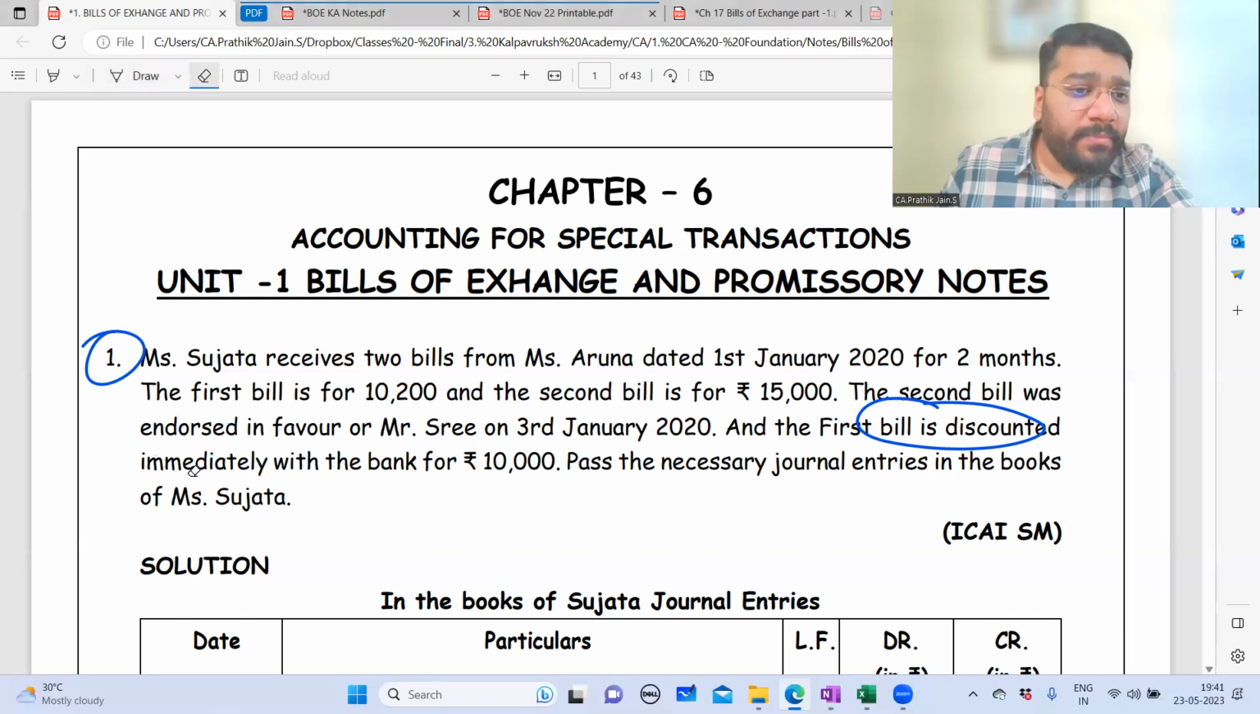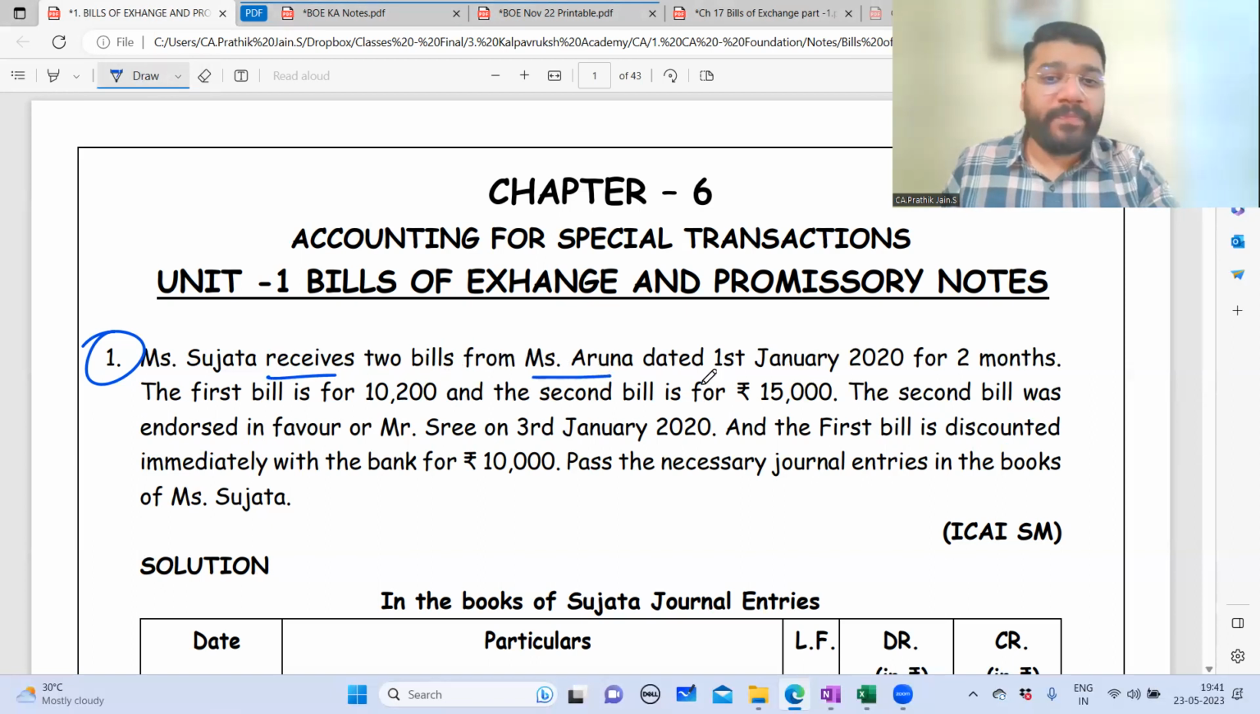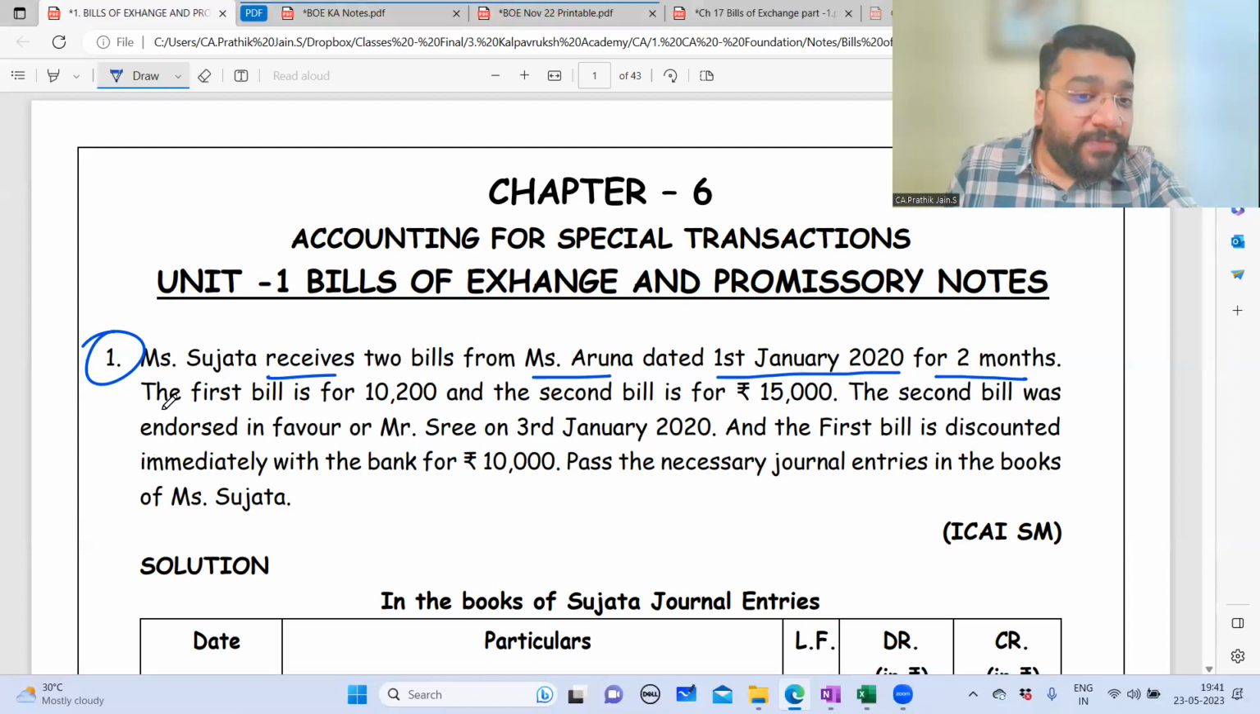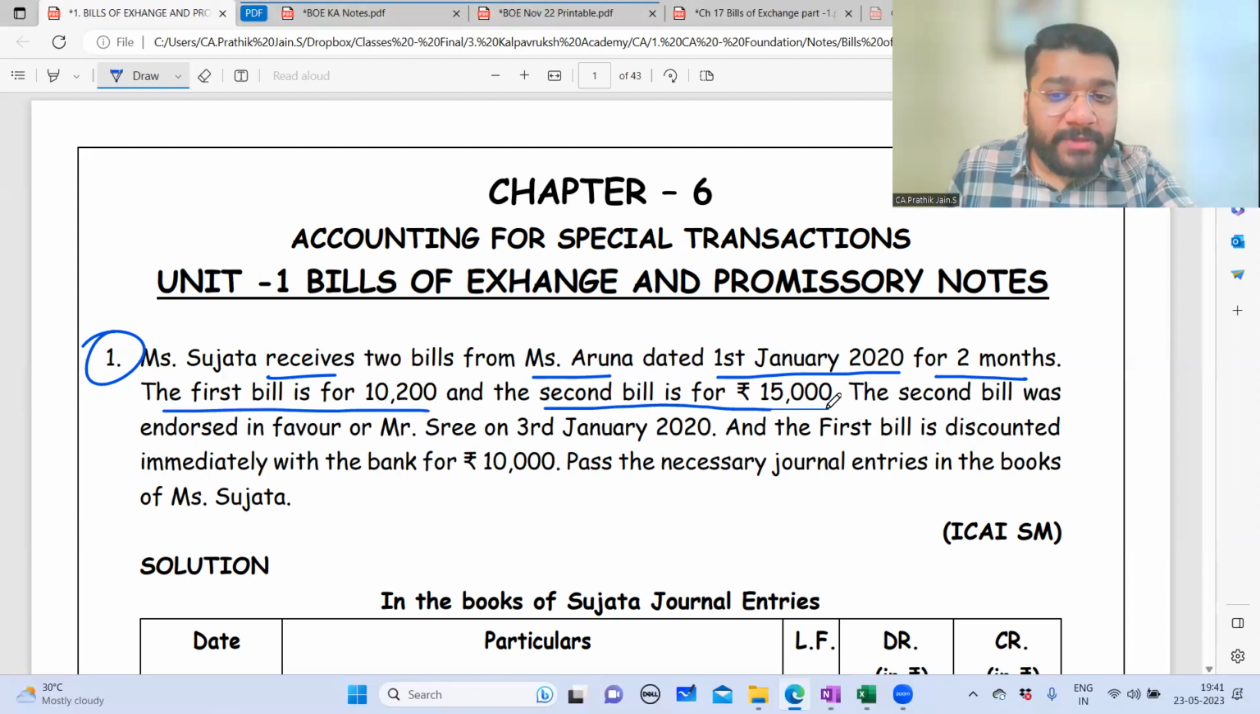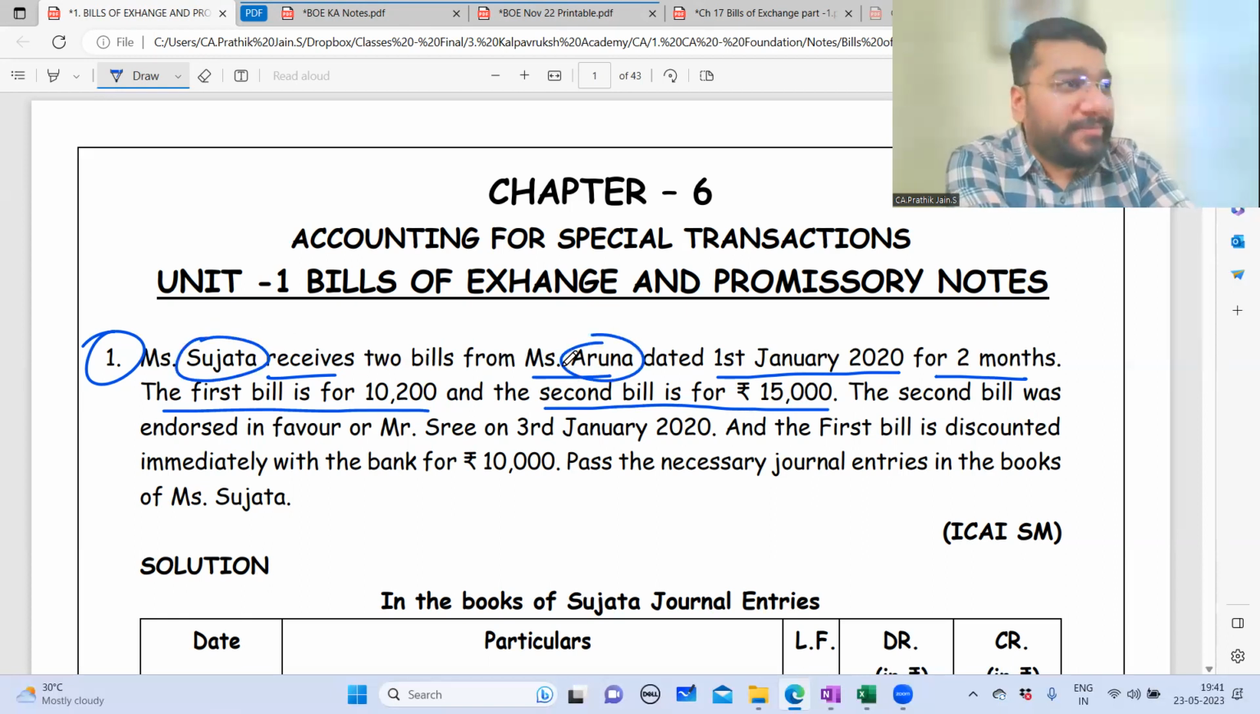So let's see the first question, guys. It says that Miss Sujata receives two bills from Miss Aruna dated 1st Jan 2020 for 2 months. The first bill is 10,200. The second bill is 15,000 rupees. My question to all of you is, who is Sujata? Who is Aruna? Who is buyer? Who is seller? Sujata is buyer.